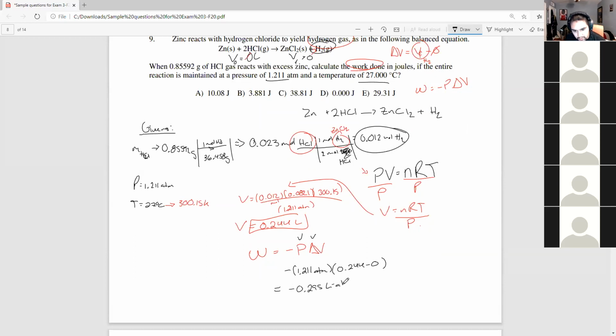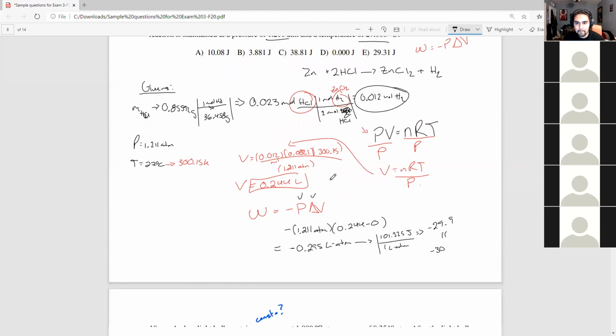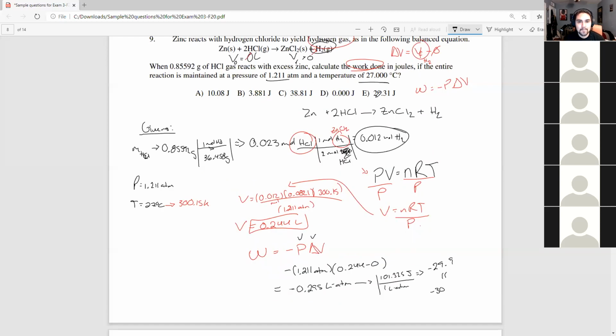And then what do I have to do? Multiply by 101.325 joules per 1 liter atmosphere. So how many joules do you get? Negative 29.9, or if you're rounding, negative 30. So which one would it be? Would it be E? Yeah, it would be E. I would say E. Our initial volume is not 0.